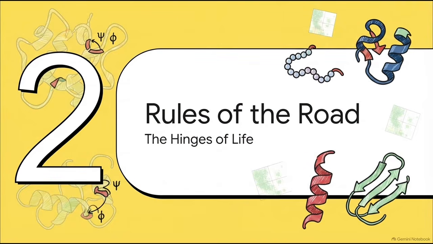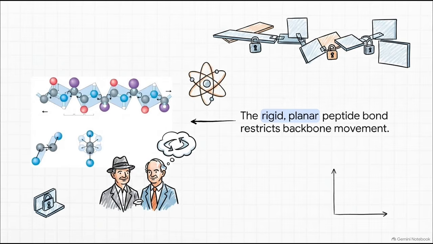That brings us to Part 2, Rules of the Road, the hinges of life. To figure out how a protein moves into that folded state, we've got to look at its strict atomic hinges. Back in the 1930s, pioneers Linus Pauling and Robert Corey discovered something fascinating about the protein backbone. They realized the peptide bond, which is the primary link connecting amino acids together, isn't just a flexible string. Because the electrons between the carbonyl oxygen and the amide nitrogen are partially shared through resonance, the peptide bond actually takes on a partial double bond character. This essentially locks the 6 atoms of the peptide group into a rigid, flat plane. The takeaway? The protein backbone simply cannot rotate freely everywhere.